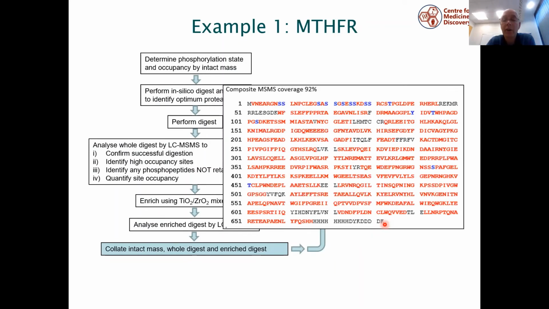So if we collate all of that data together, we get a composite MSMS coverage map. This is with all the data from using different enzymes and using either whole digest or enriched digest. There's quite a lot of data here, and this allows us to get this composite MSMS coverage map, and we achieved 92% coverage for the protein, which is pretty good. And the encouraging thing is we were able to map through this region, which we could not map before. And you can see that there are phosphorylations exactly where you would expect them to be.